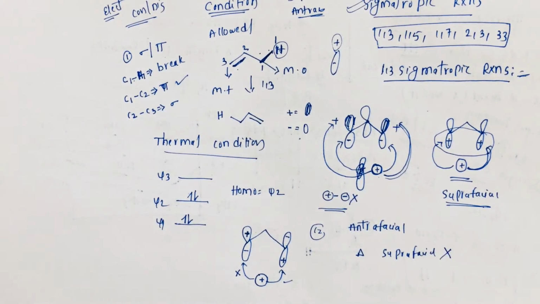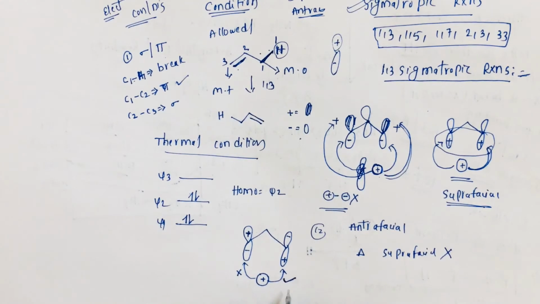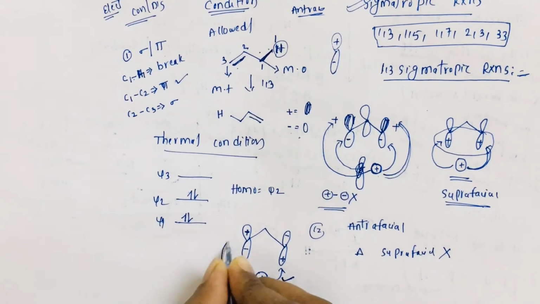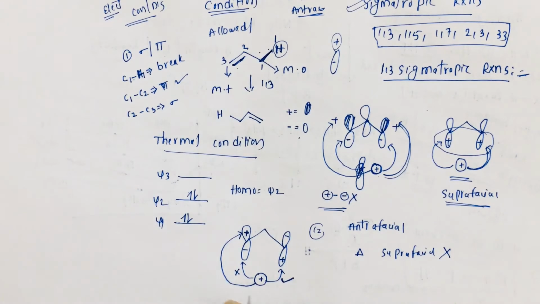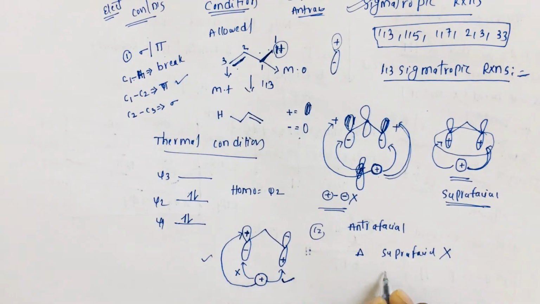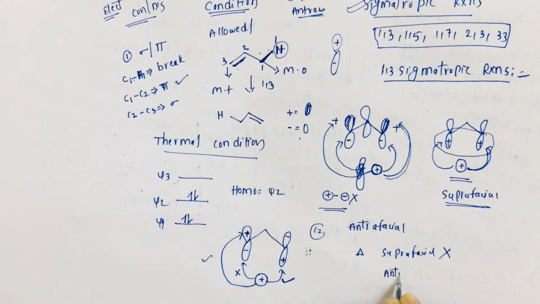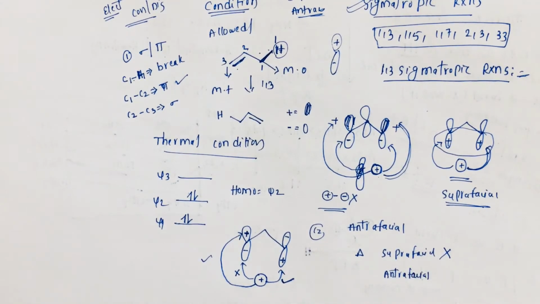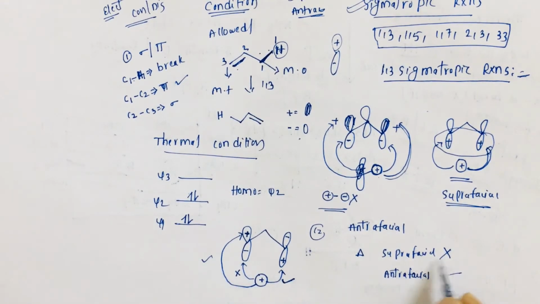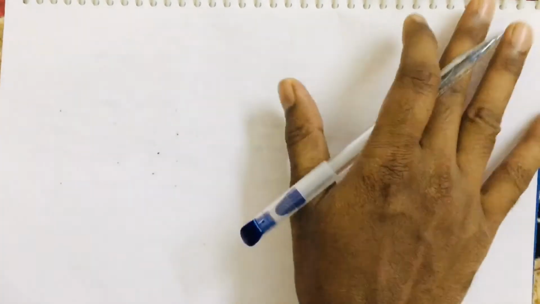Now we'll see what the antarafacial is. See, this is allowed. Now this has to go here, then only, if this positive is going here, this is allowed. This kind of attack is called antarafacial. And here in case of thermal condition, for 1,3, antarafacial is allowed and suprafacial is forbidden.